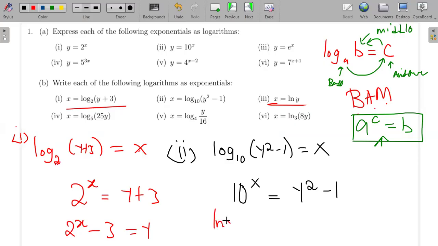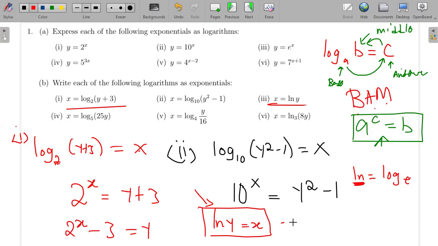What about this guy here? I'll write it as ln y is equals to x. Now this ln y here means the natural logarithm. Whenever you see ln like that, it's the same as log to base e. So I'll write it as log base e to replace this ln, and then y is equals to x. And then when I change it to exponential, it will just be the base to the power answer is equals to what is in the middle. So that is the answer there for this one here.